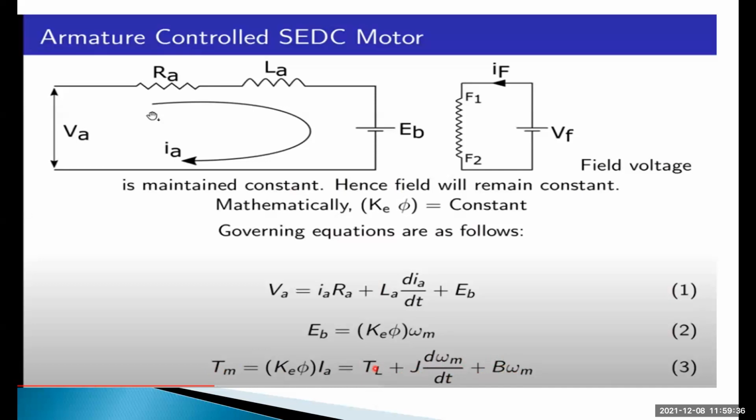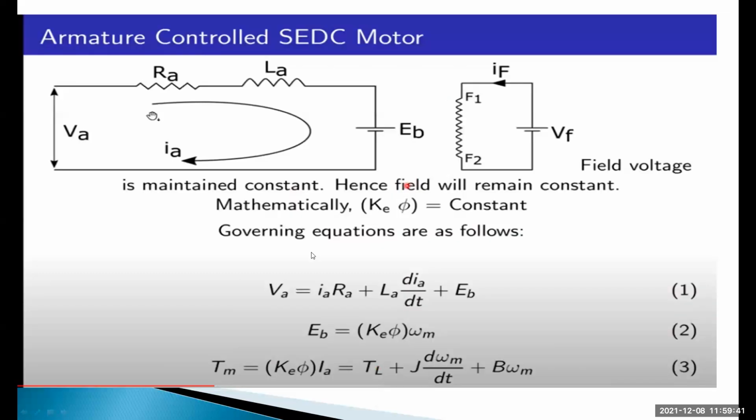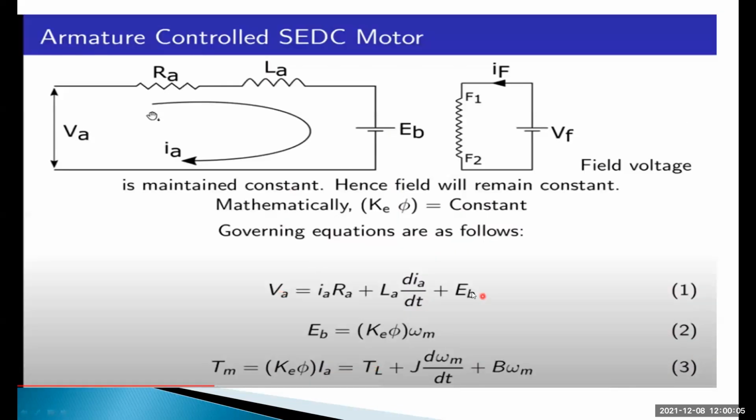Next, taking Laplace transforms of this equation. Va is equal to Ia into Ra plus La into dIa by dt plus Eb. When Eb comes to the left side, it becomes Va minus Eb. Applying the Laplace transform to that equation, we get Va of s minus Eb of s.